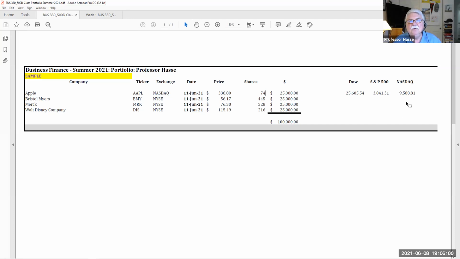Because what we're going to be doing in the course of our class this summer is tracking these numbers about 3 or 4 times during the summer and seeing how these prices have changed over the course of the summer and comparing them on how the overall markets are doing. Are we beating the markets, or are the markets doing better than we are in our stock selection? That's important.